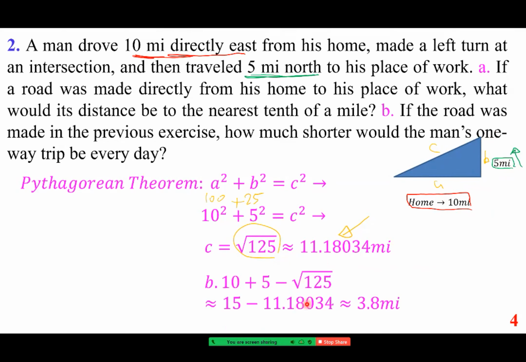And we use only a decimal or 2, because it says nearest tenth of a mile. So first I wanted to show you with more decimals, and then we use only 1 decimal, so about 3.8 miles. That would be the difference between the two.